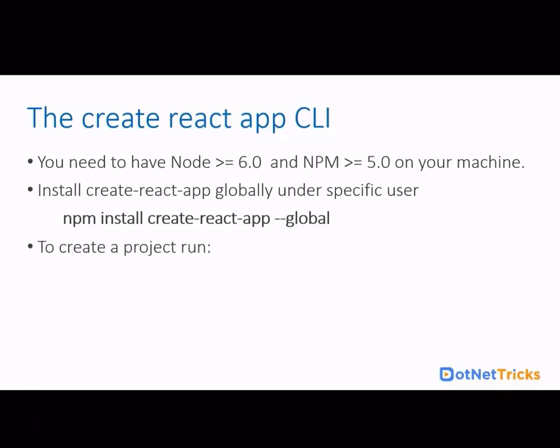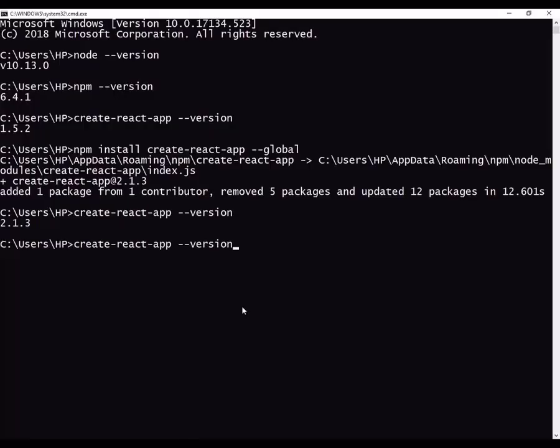Afterwards, to create a new React project using this CLI tool, we simply need to run the command create-react-app followed by the name of the React project. For that purpose, you need to navigate to the specific folder directory.